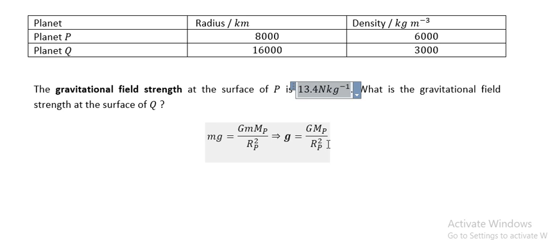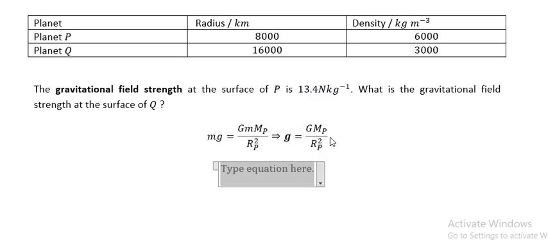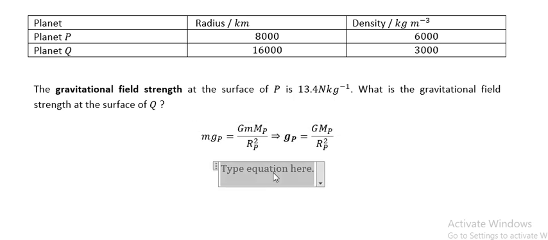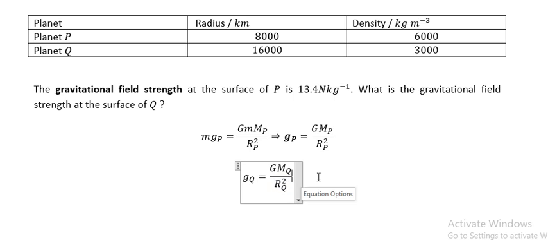Now we need to find that value for planet Q. Let me write down the same thing for planet Q. This is the value for planet P, I'll just call it gP, and that's the formula for planet P. The same thing happens for planet Q. So gQ will still give us capital G, but this time it's going to be the mass of Q divided by the radius of planet Q squared. This is what we need to look for.